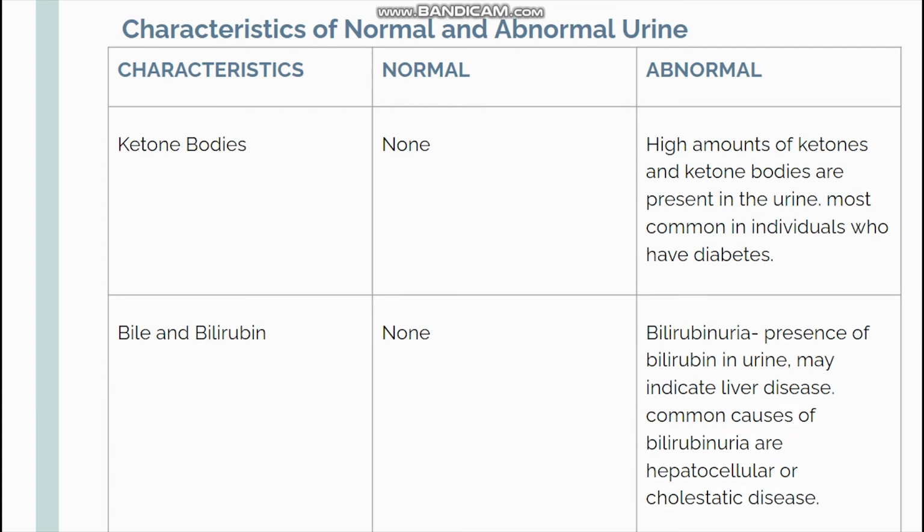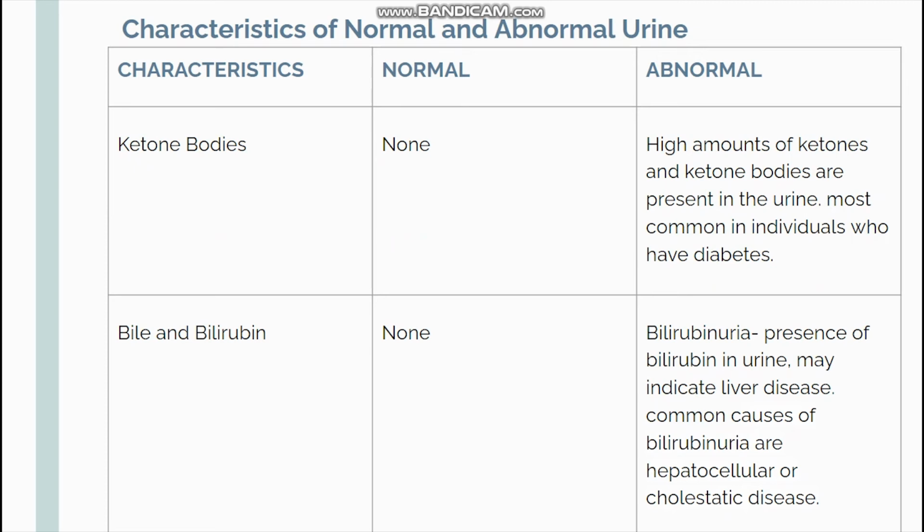Ketone bodies, normal findings, none. Abnormal findings, high amounts of ketones and ketone bodies are present in the urine, most common in individuals who have diabetes. Bile and bilirubin, none. Abnormal findings, bilirubinuria. Presence of bilirubin in urine may indicate liver disease.